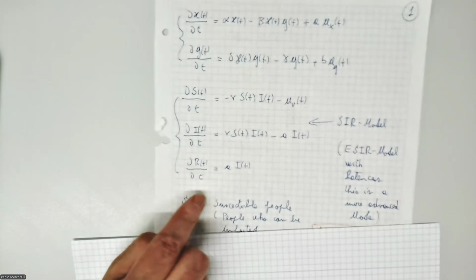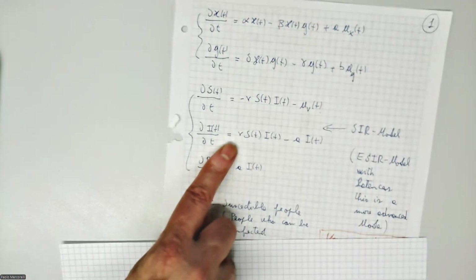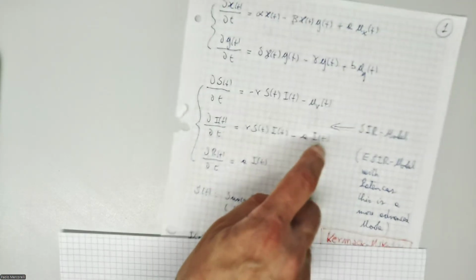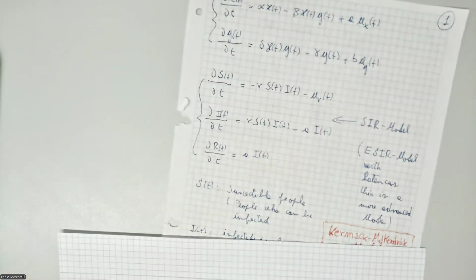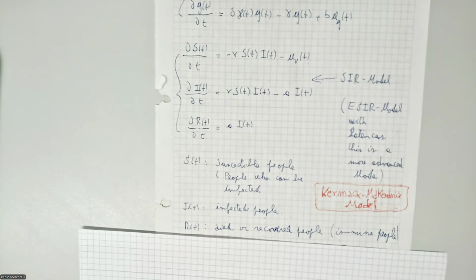The equation number 3 is the real simplification, which we call R. Then I will tell you later about the constant R, the constant A, and the meaning of the input UV. I is clearly the infected people. I told you what R is: people who died or recovered people.